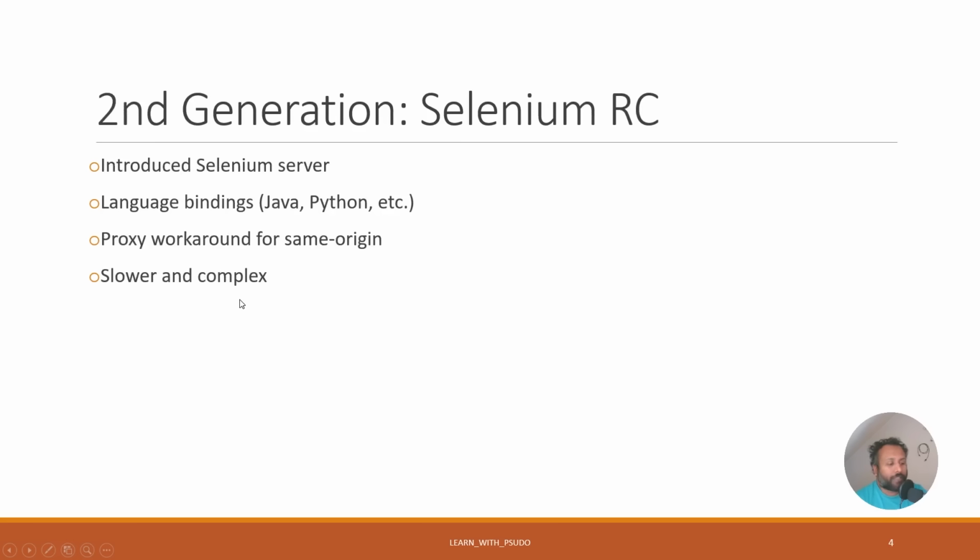Now moving on to the second generation, we overcame the same origin limitation with Selenium RC, or Remote Control. It used a proxy server to interact with the browser, allowing cross-domain testing. Selenium RC also supported multiple languages like Java, Python, Ruby, which was a huge leap. But running a server and dealing with slow execution made things more complex here.